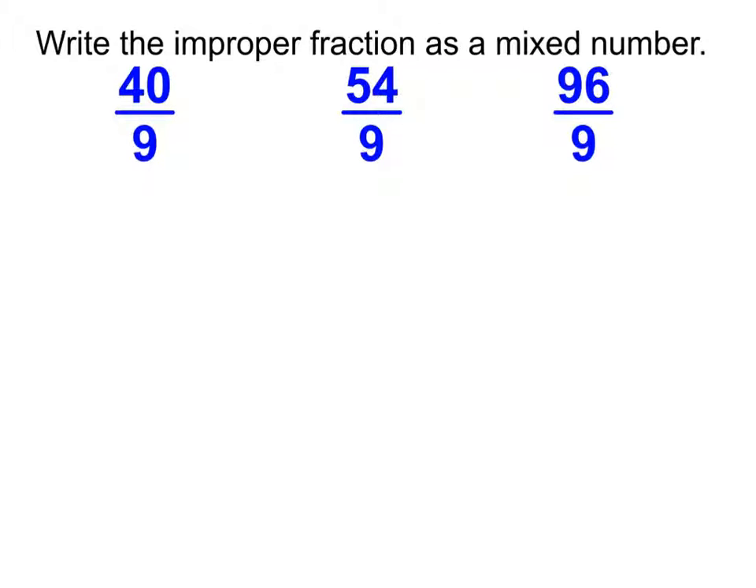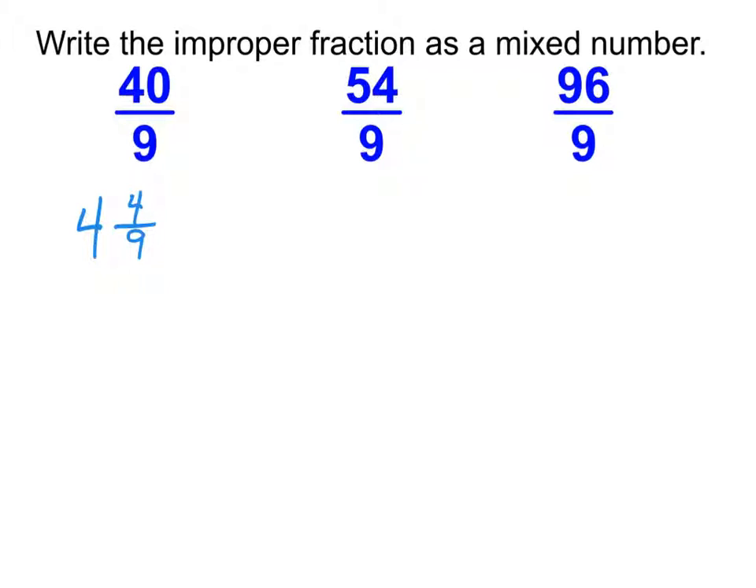All right, so for doing each of these, the first one, 49. How many times does 9 go into 40? It goes in a total of 4 times, because 9 times 4 is 36. That's as close as we can get to 40 without going over. So it goes in 4 times, so it's going to be 4 and something ninths. To know that something, we say how many are left over. Well, from going from 36 to 40, it is 4. So that one's 4 and 4 ninths.